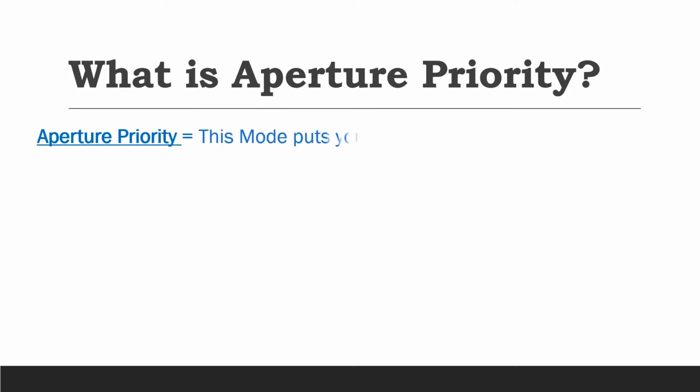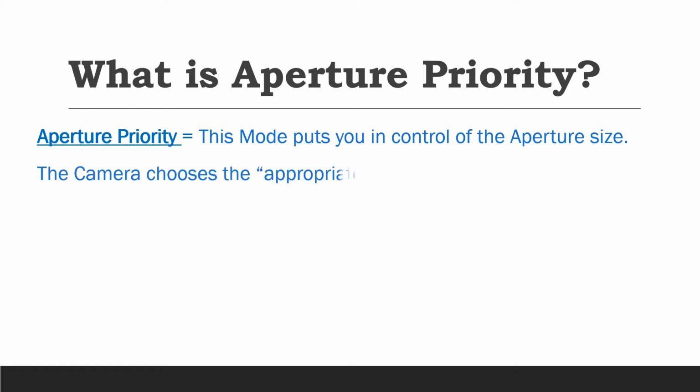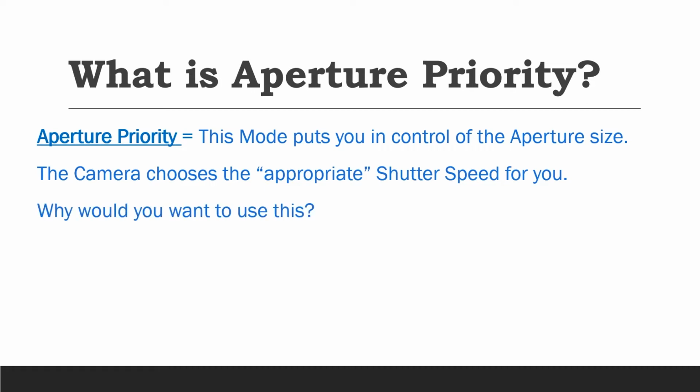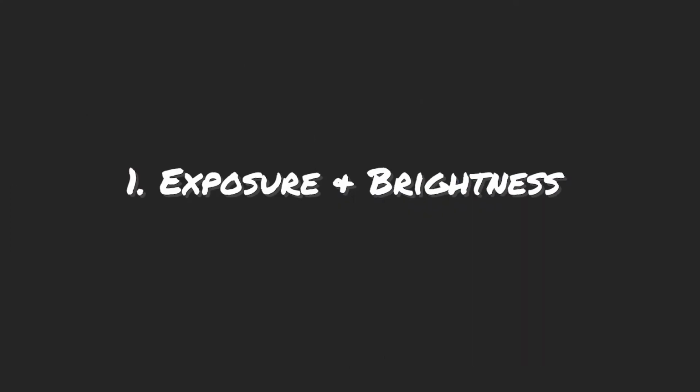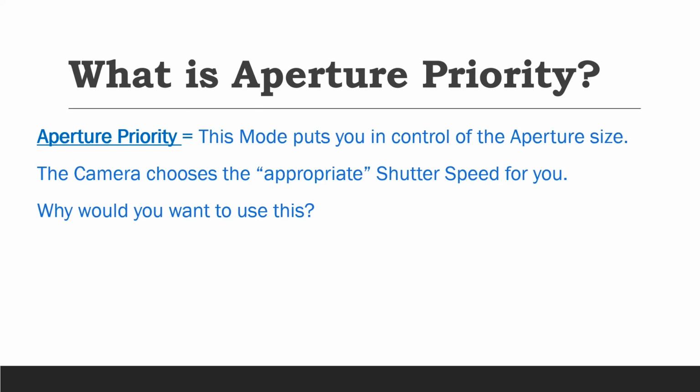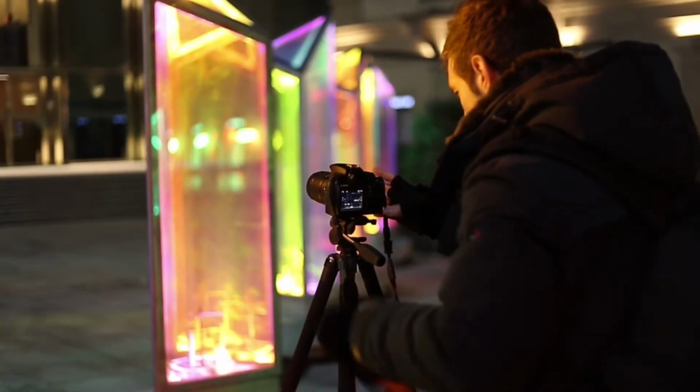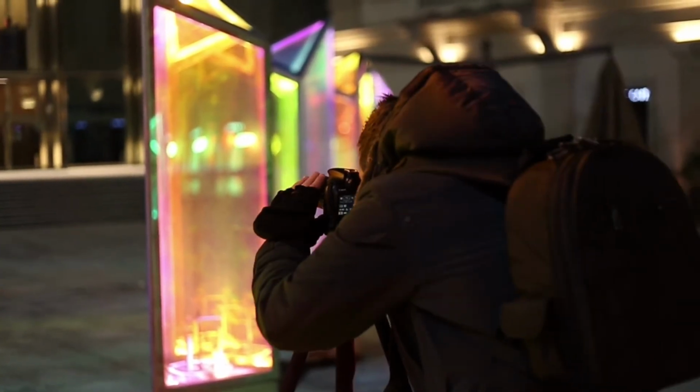Well, aperture priority is the mode that puts you in control of adjusting the aperture size. After you select the desired f-stop number, the camera will then choose what shutter speed it thinks is best suited for the scene you're shooting at the time. So why would you want to use this mode? Well, there are two main reasons that we're going to talk about today. One is exposure and brightness, and two is depth of field and background blur. You want to understand aperture and f-stop more because aperture priority is a mode that a lot of pro photographers like to use a lot.